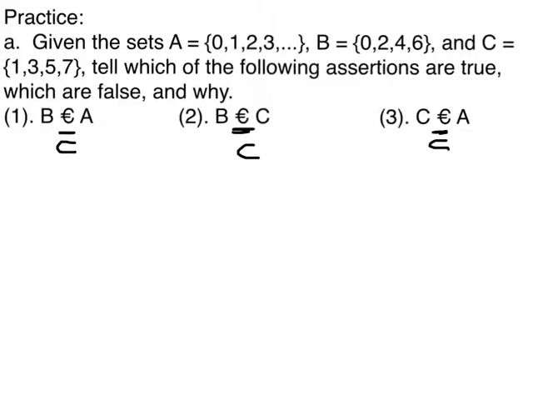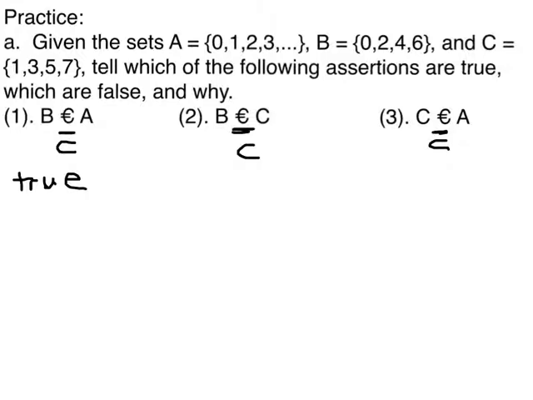All right, so let's see. In 1, is B a subset of A? Well, B includes 0, 2, 4, and 6. A includes 0, 1, 2, 3, 4, 5, 6, and it keeps going. So we can say yes, this is true because every element in B is included in A.